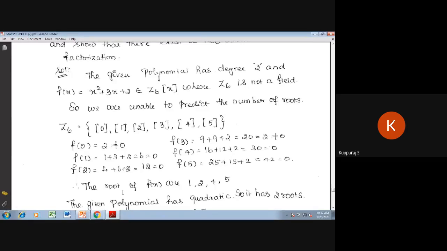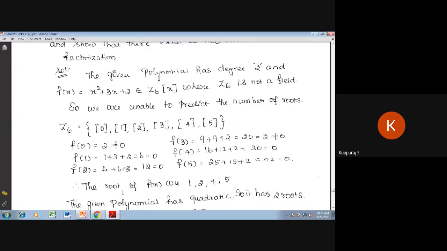So therefore here the roots of the given polynomial are 1, 2, 4, 5. These are the x values which made the given polynomial 0. So the number of roots is 4, which are 1, 2, 4, 5.